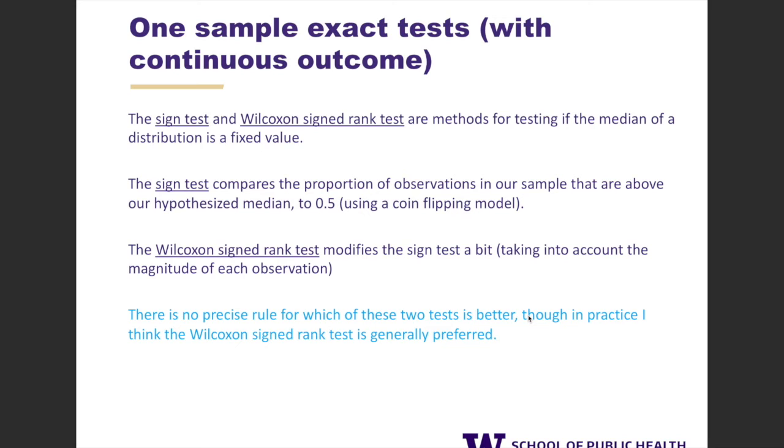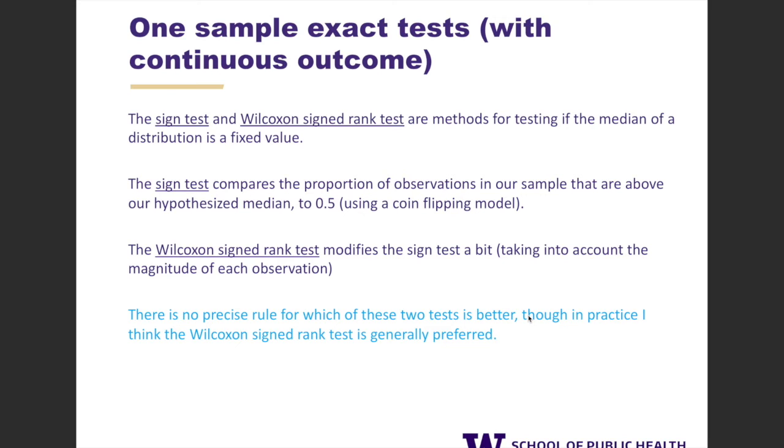So the sign test, let's imagine we posit that the median height in the population is maybe, I don't know, I'm going to make something up, 5 feet 10 inches. We look at our sample and we say, okay, our null hypothesis is the median height is 5 feet 10 inches. Let's look at the proportion of people in our sample who have a height above 5 feet 10 inches and the proportion who have a height below 5 feet 10 inches.